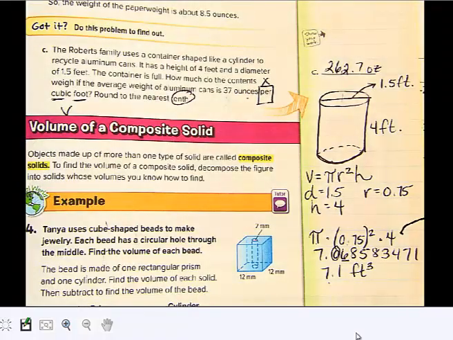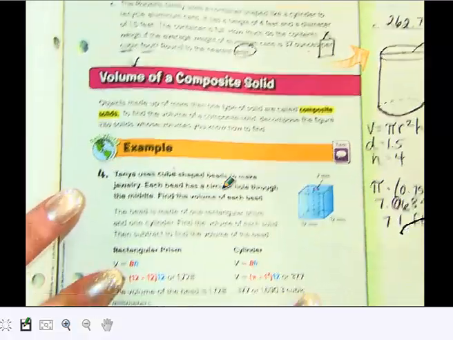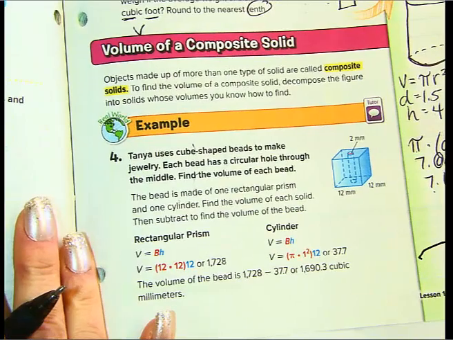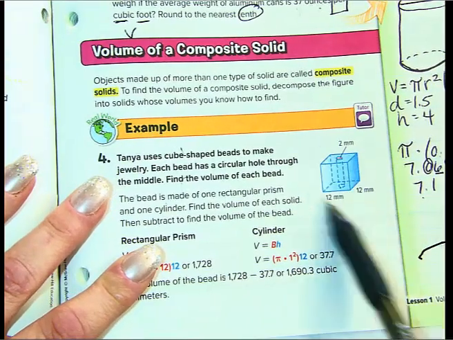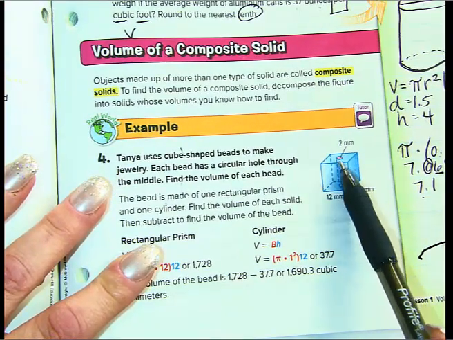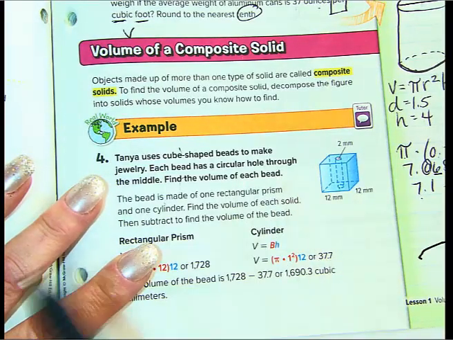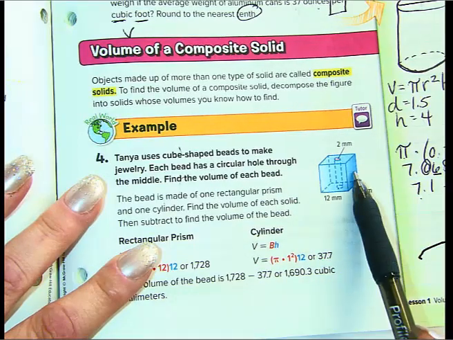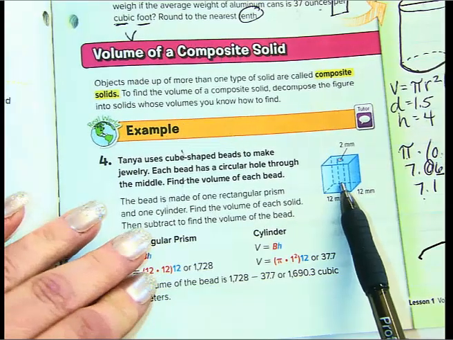All right, let's go on to the next one. Now we're talking about composite solids, and composite solids are a little more complicated in that they contain more than one shape. So for instance, this one, they're talking about a bead, and if you've ever worked with beads, you know that there's usually a hole that runs through the middle of it for you to string the line through, or to string whatever it is that you are putting the beads on. So this is a square bead, and they want you to take out this volume of the inside hole, okay? So let's do an example like that.